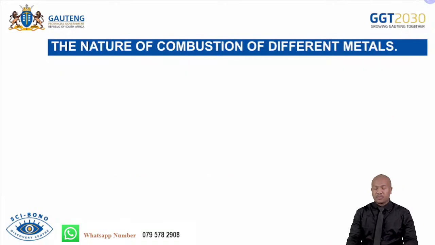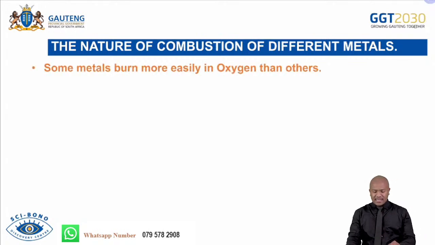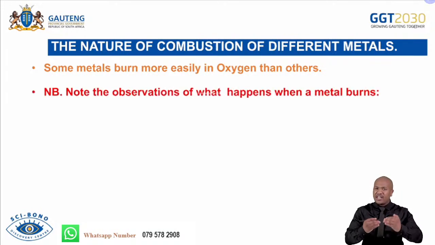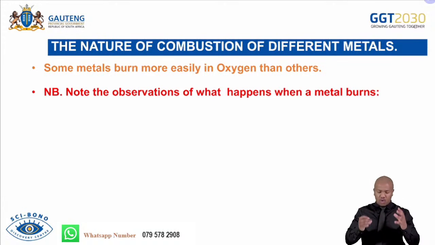So now, let's talk about the nature of combustion of different metals, right? So now, some metals burn more easily in oxygen than others, right? Some metals are not so reactive. So now, the level of reaction is different from metal to metal. So now, when metals burn in the excess of oxygen, I want you to observe what happens when a metal burns.